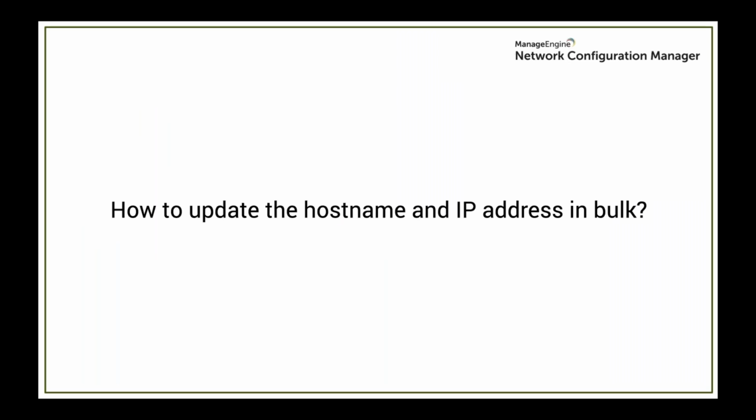The next one is how to update the host name and IP address in bulk. If you add devices into Network Configuration Manager using the add device option or import device option, it adds the devices with the device IP address. If you want to update the host name in bulk, you just go to inventory, select all the devices, and click the action button. There you can find the update host name option. In the update host name option, we have two options: you can update the host names using a DNS server, or you can use a flat file.